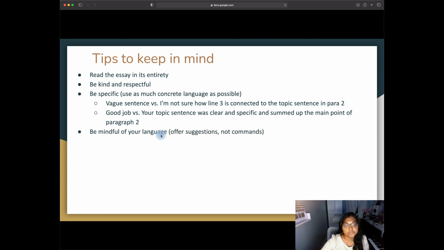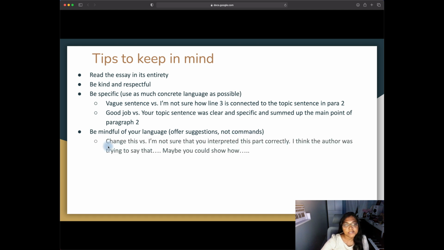Next, you want to be mindful of your language. So offer suggestions, not commands. For example, instead of saying change this, which is a command, you can say, I'm not sure that you interpreted this part correctly. I think the author was trying to say that, or you can say, maybe you could show how. So when you're offering suggestions in this way, again, your classmates will be more receptive and open to what you're saying, and that will help them work on their writing a little bit more than if you just said change this, which is also a vague command.